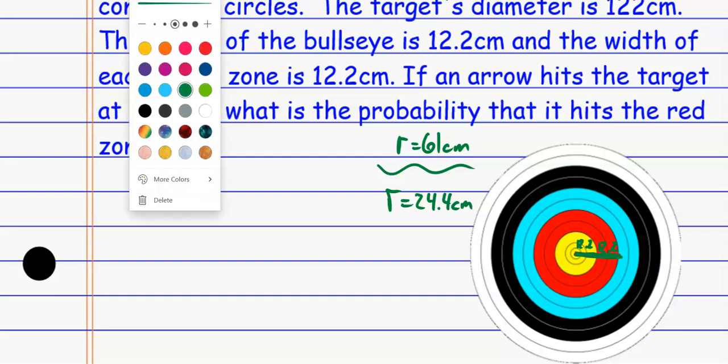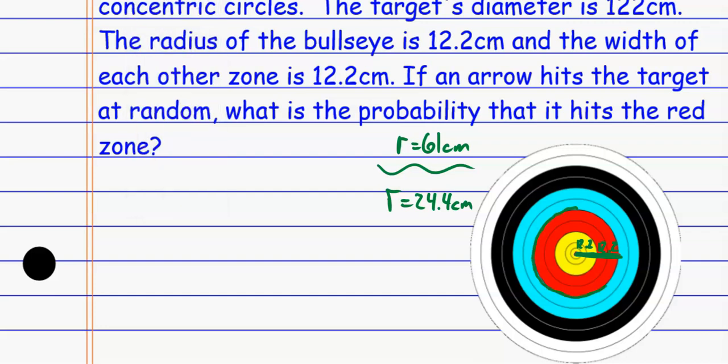Now I'm going to find the area all the way out to the red circle. Once again, let me re-highlight it in green. I'm going to find the area of this whole circle, which is red and yellow together. The area is pi r squared, and the radius is 24.4. You can use your calculator to work that out. Once again, I'm going to leave it in terms of pi. That's going to be 595.36 pi.